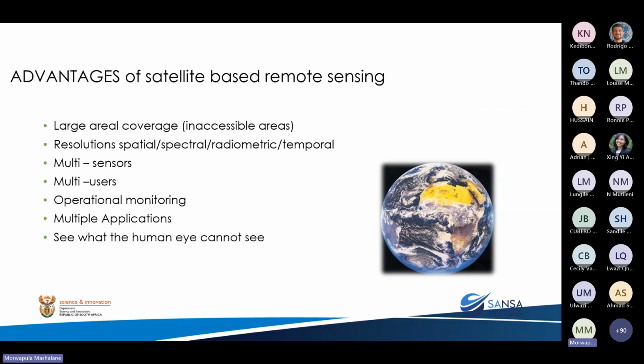The advantage of satellite remote sensing is that, instead of going to the field trying to capture data, you are able to capture a single area at a go. Resolutions depend on the application. If you are going to look at global analysis, a lower spatial resolution sensor is more suitable for that particular application.